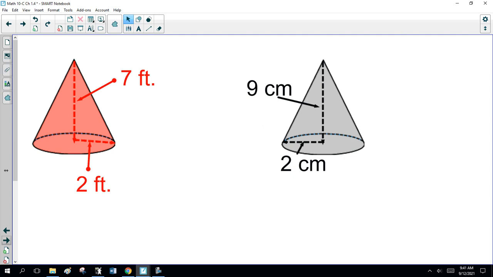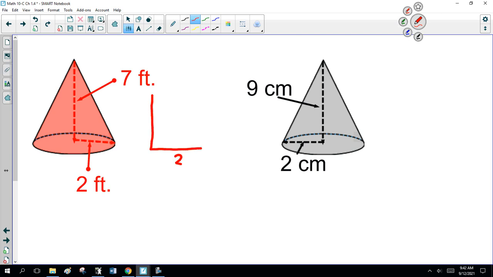What happens if I don't give you the slant height? Well, you have to calculate it. Notice in this red triangle on the left here, what do you have? A radius of 2 and a height of 7. We have to figure out the slant height. 2, 7. Now, where have we seen this before? Yes, Mr. Pythagoras. Very good.